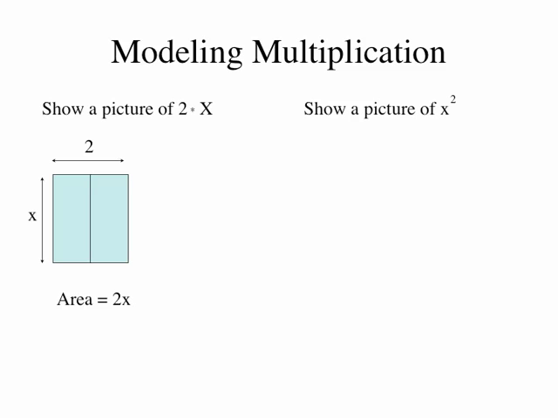If I asked you to show me a picture of x squared, I would simply make a square that has both a length and a width of x. The area of this square then would be x squared. It would be x times x.